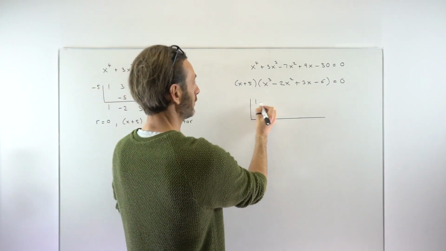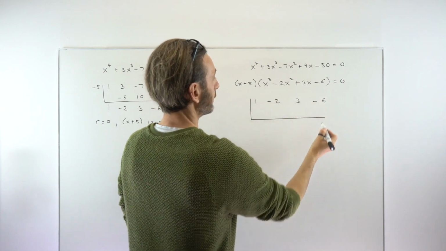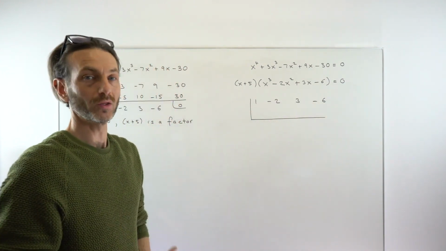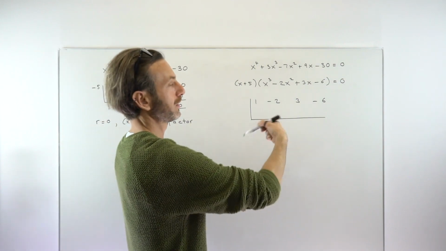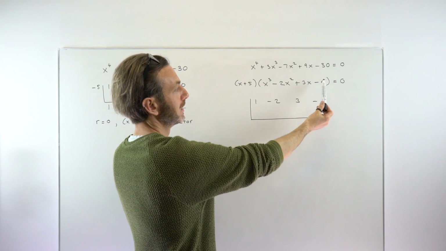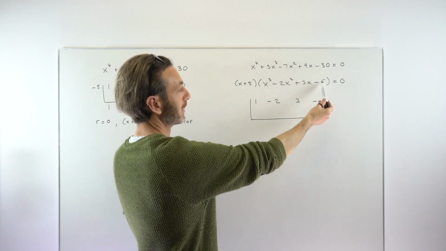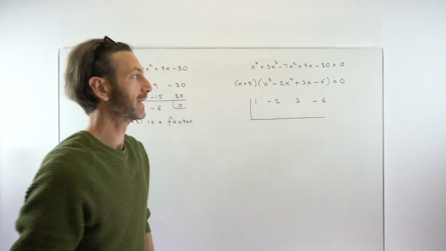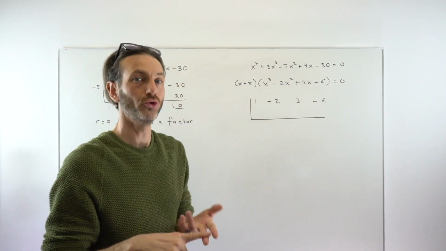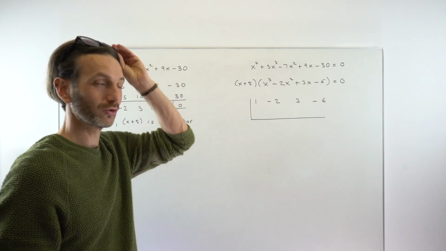So set up your table: a 1, a minus 2, a 3, and a negative 6. The way this works is kind of by inspection. The only thing we know for sure is that the factor, the number that's going to go outside, can divide into the end number. So for the 6 on the end, the factors would be 1 or minus 1, 2 or minus 2, 3 or minus 3, 6 or minus 6. There's quite a lot there. It's quite a mean question.